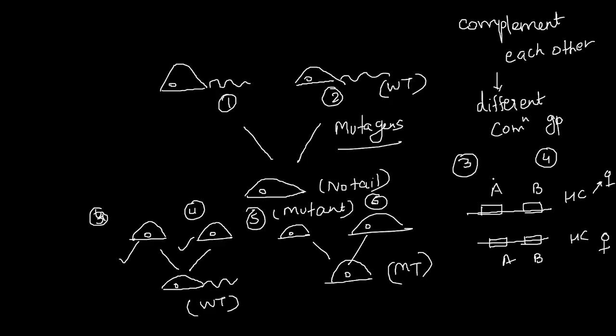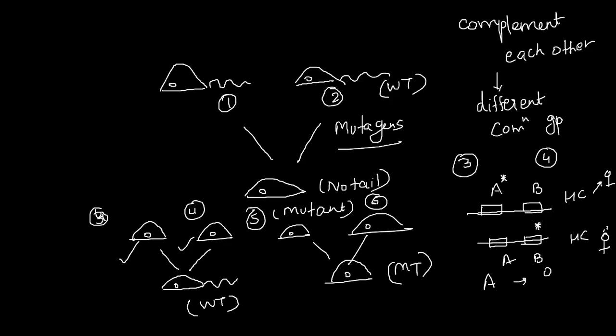In mouse number 3, gene A might be mutated, so that is the region where it is not having any tail. Similarly, in mouse 4, maybe gene B is mutated. That is the reason mouse 4 is not having any tail. But now see, the progeny gets the good copy of this particular gene A from the mother.